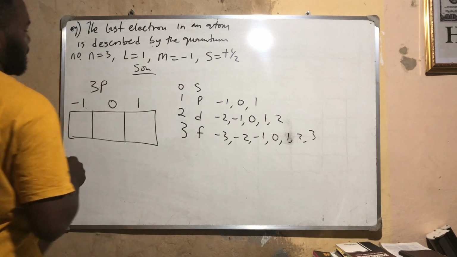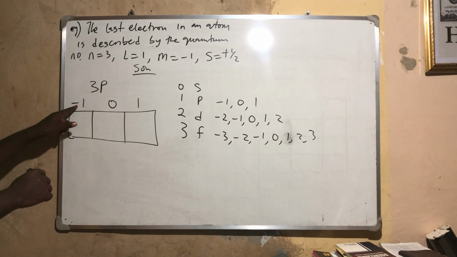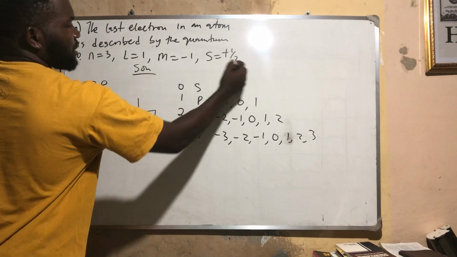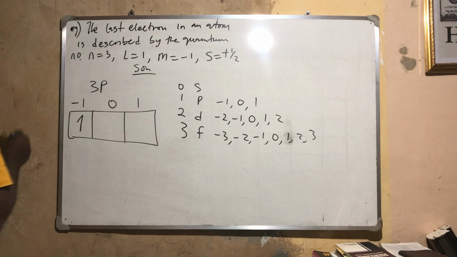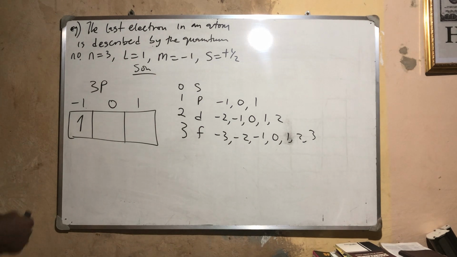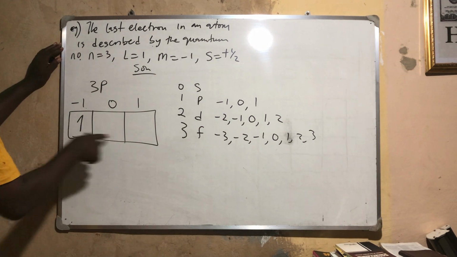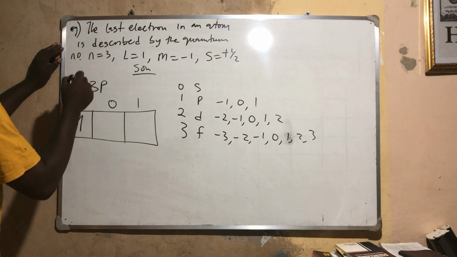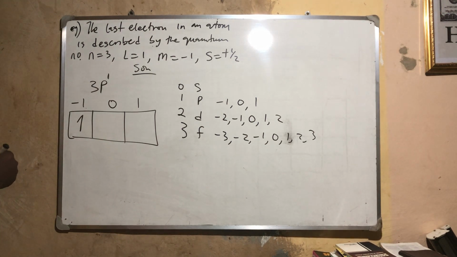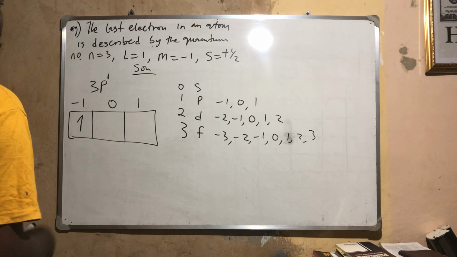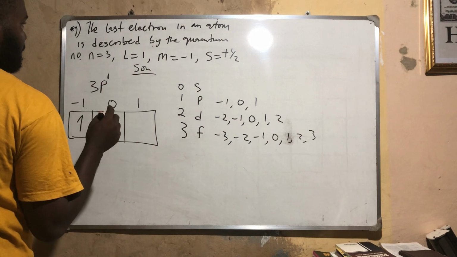At minus 1, my last spin will stop. The arrow spins up because I have the positive half, so I just spin up and stop. Because the first one I'm hitting is that minus 1 and I spin up, the only electron we have in this last orbital is just 1. Since we have that, the last atom is given by this. Then I say find the atomic number.